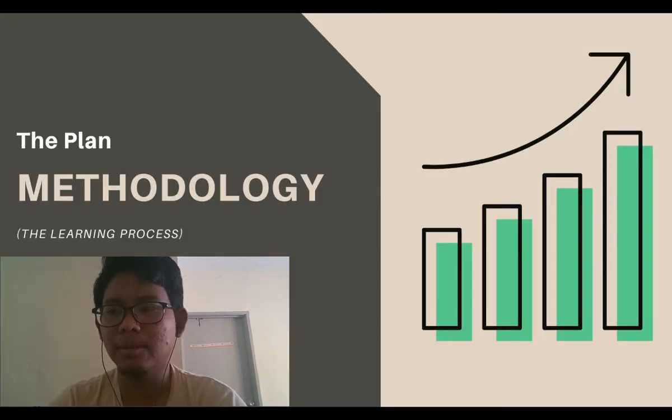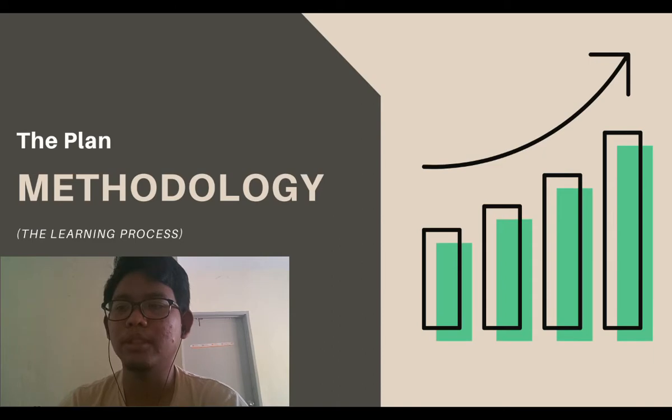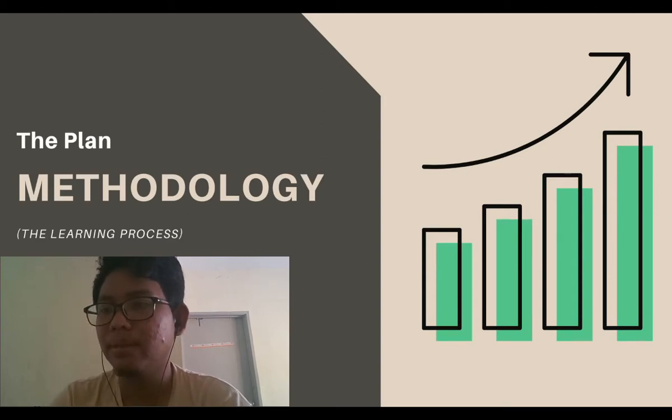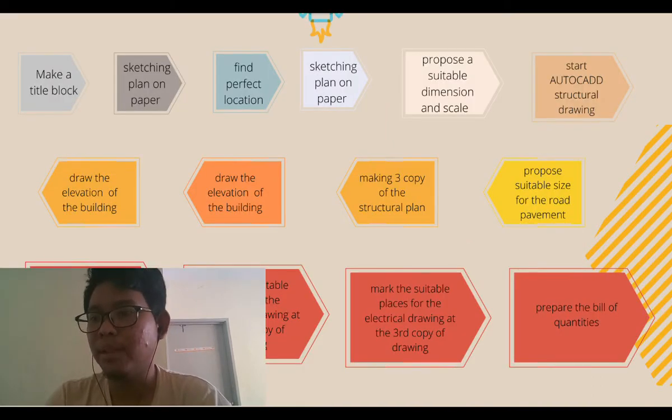Today I will present the methodology flowchart. First, we make the data block. Second, we sketch the plan on a piece of paper. Then we find a perfect location for the project. In this case, the project will be located in Jejawi. Next, we propose the suitable dimension and scale. Then we draw the structure plan in AutoCAD.